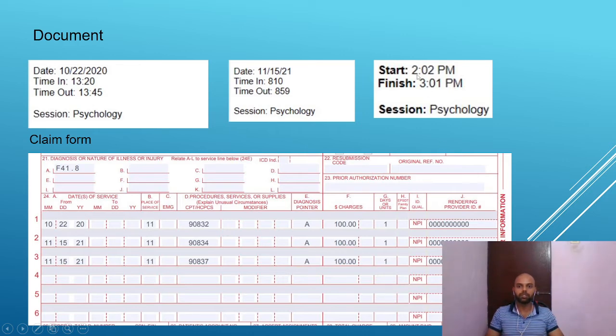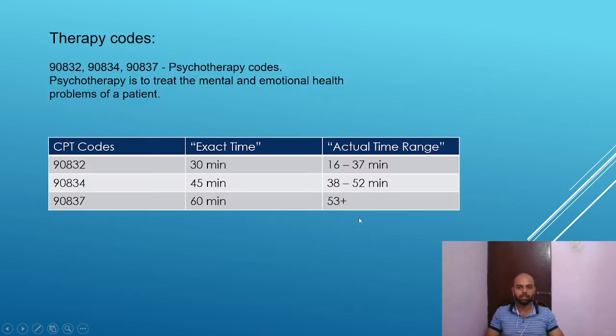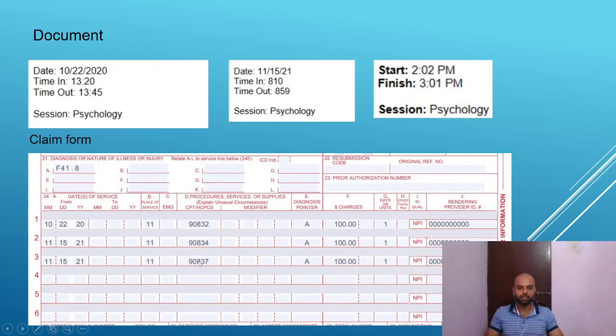The third one is for start time 2:02 to finish time 3:01. Session is psychotherapy. 2:02 to 3:01 means it's 59 minutes. It's more than 53 minutes, so I'm billing 90837 with $100 and the pointer is A, with 1 unit.